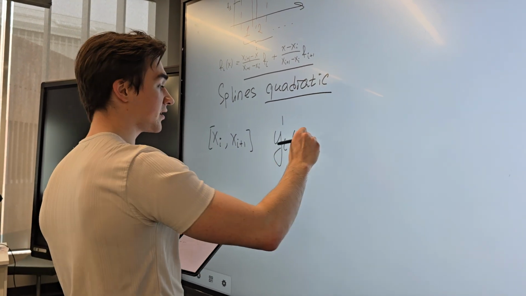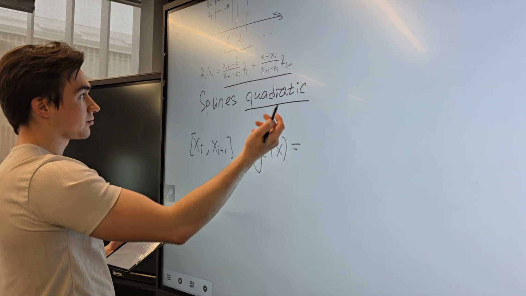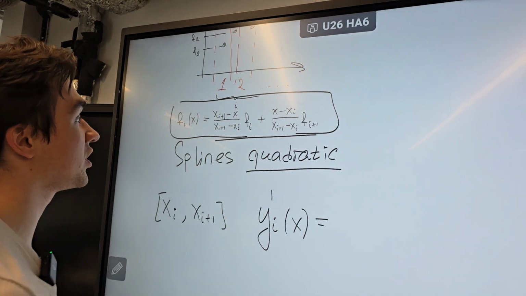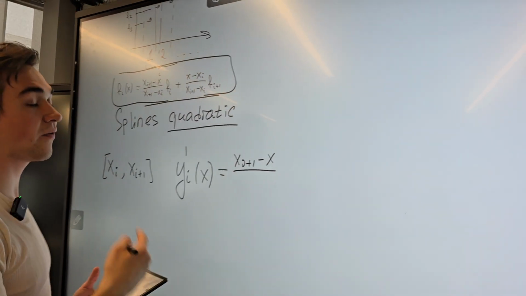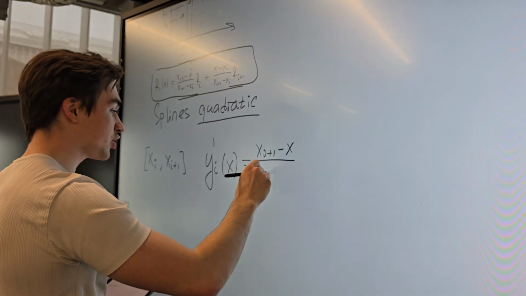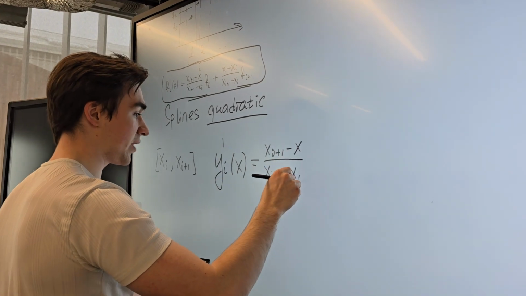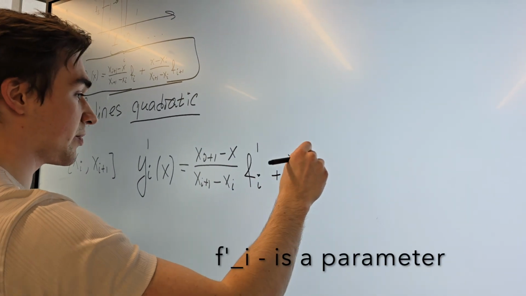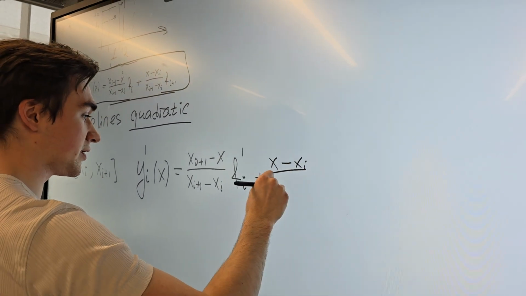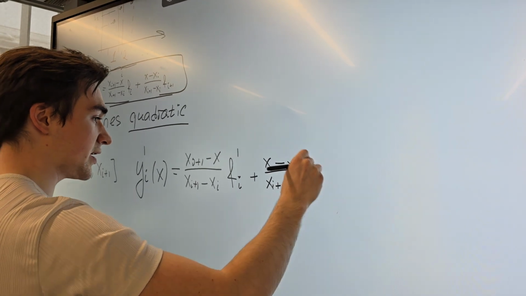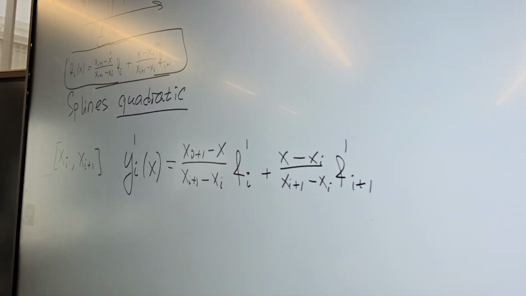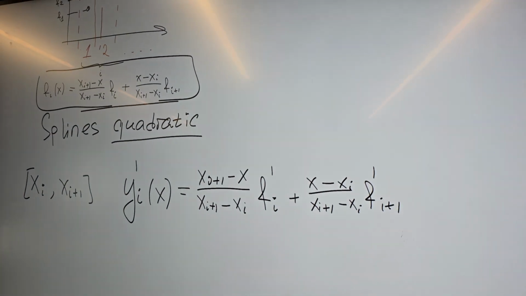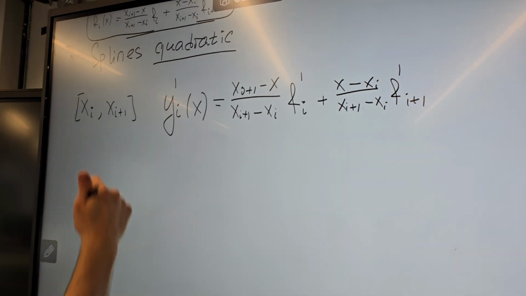And we are saying that it's equal to, well, actually the same relation, but now we need to change to derivatives. And later we will show how to find these derivatives. They will be actually our parameters which we need to find in this problem. f_i prime plus (x minus x_i) divided by (x_{i+1} minus x_i) times f_{i+1} prime. And f_i prime and f_{i+1} prime are unknown values, but we will show how to get them.